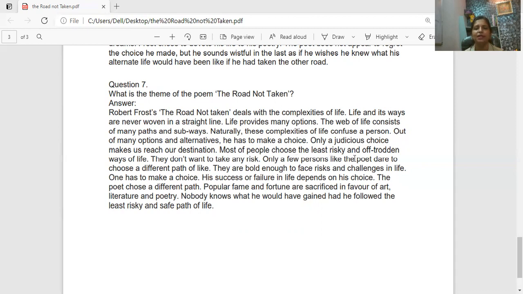Most of the people choose the least risky and oft-trodden ways of life because they don't want to take any risk. Only a few persons like the poet dare to choose a different path of life because they are bold enough to face risks and challenges in life. One has to make a choice. His success or failure in life depends on his choice only. The poet chose a different path. Popular fame and fortune are sacrificed in favor of art, literature, and poetry. Nobody knows what he would have gained had he followed the least risky path and the safe path of life.